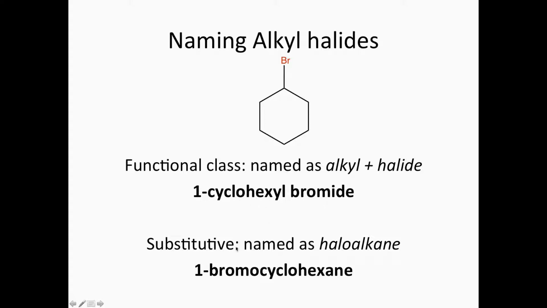Okay. Using substitutive nomenclature of the form haloalkane, we once again count the number of carbons, 1, 2, 3, 4, 5, 6. 6 carbons means this is cyclohexane, but now we put the halogen as the prefix instead of the alkyl group, and we get 1-bromocyclohexane as our name.